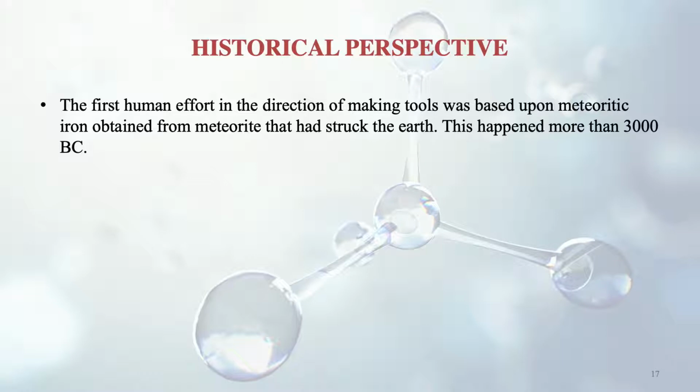So we shall see a historical perspective also. It is said that the first human effort in the direction of making tools was based upon meteoritic iron, obtained from meteorites that had struck the earth. You must have heard about meteorites, like in Hindi we call them ulka pind. They fall from the sky on the earth. They contain iron. So that was the first use by humans, and it happened around 3000 BC.